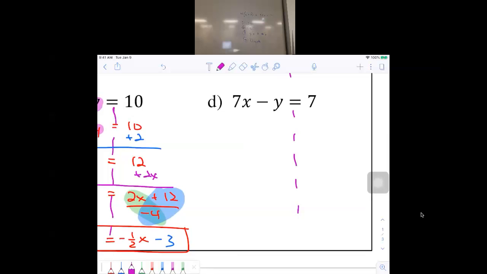7 minus 7x. Then, not add, because it's already plus. So it's the opposite of plus. You do that to both sides.